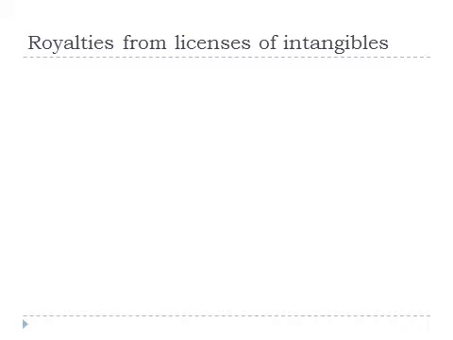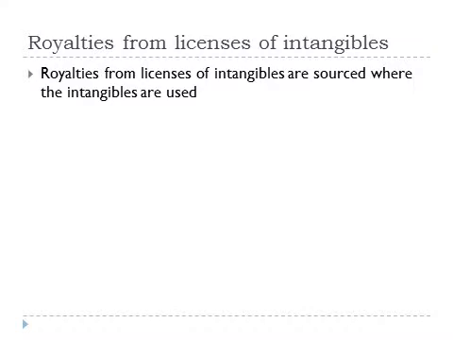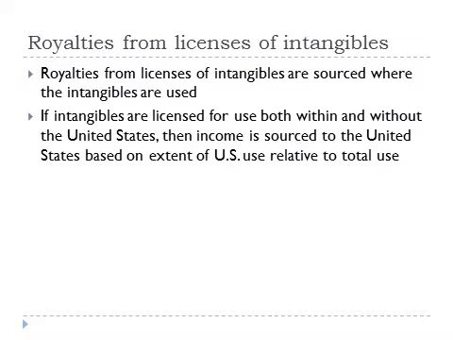Now let us discuss the sourcing rules for royalties received from licenses of intangibles. Royalties from licenses of intangibles are sourced where the intangibles are used. If intangibles are licensed for use both within and without the United States, then income is sourced to the United States based on the extent of U.S. use relative to total use.